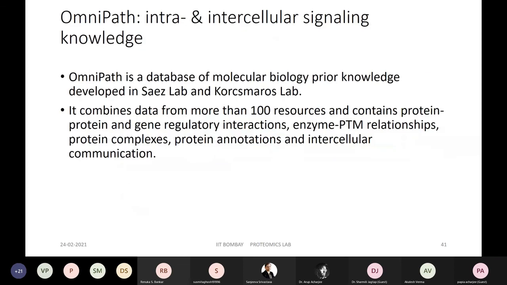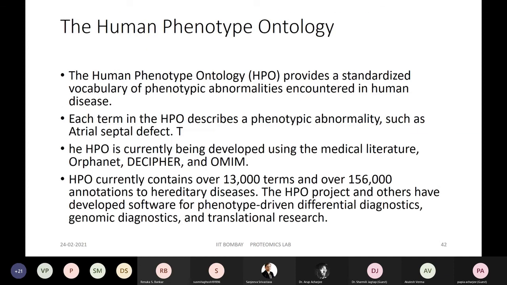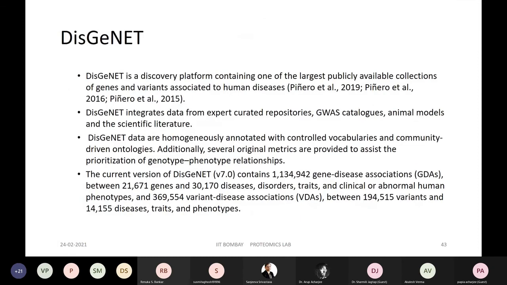Then there is OmniPath. So it's again a manually curated database. It has protein-protein and gene regulatory interaction studies, and enzyme-PTM relationships. Then there is the Human Phenotype Ontology database. So it covers phenotypic abnormalities such as Orphanet, DECIPHER, Online Mendelian Inheritance in Man, and so on and so forth. There is also DisGeNET.